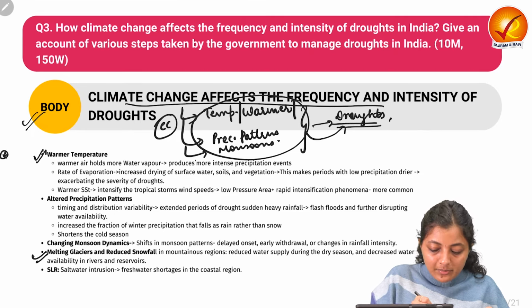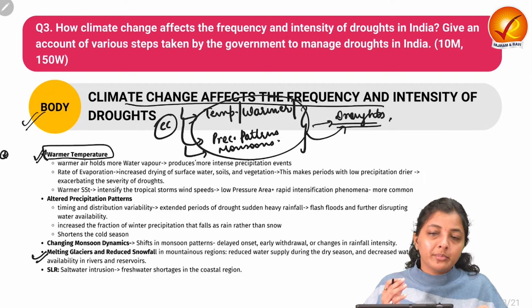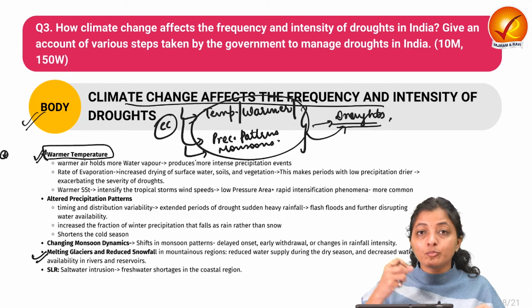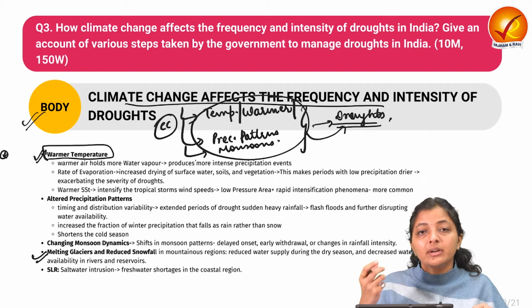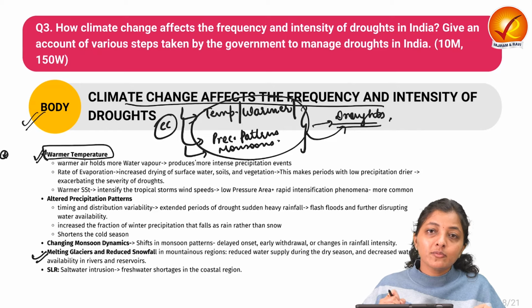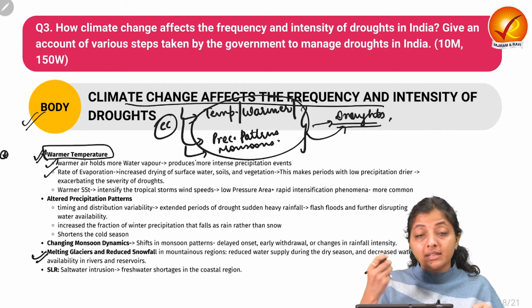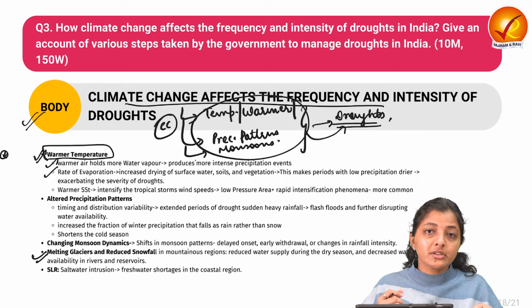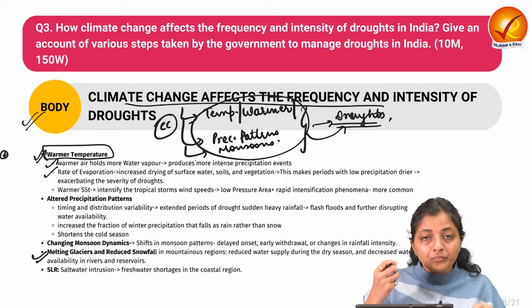So let's see the first part, that is the warmer temperature. Now warm air holds more water vapor, and more water vapor means more intense rainfall at one point. And more intense rainfall means more extreme weather events like floods, which also creates disruptions in water availability. This also results in droughts. First thing. And the second thing is, when the temperature is increasing, or there is warming, it means a higher evaporation rate, and soil moisture and water availability decrease.